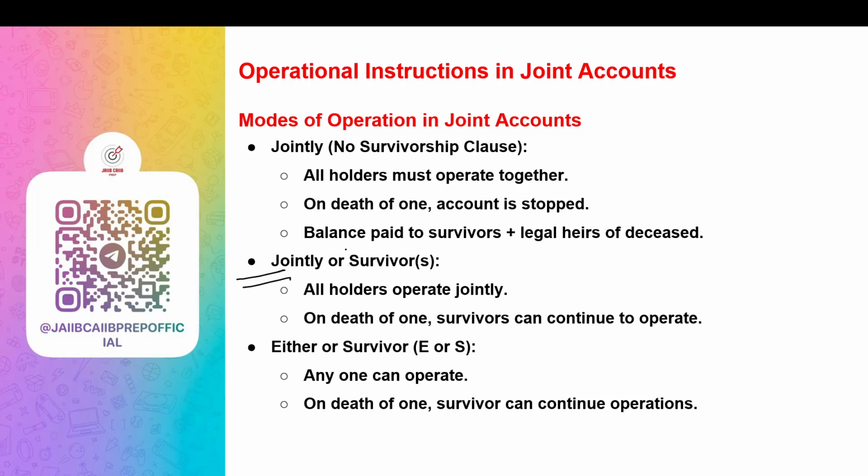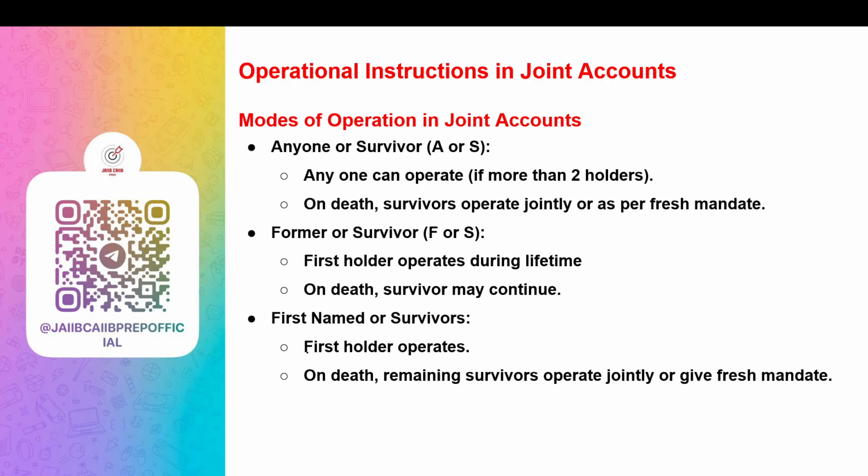So in jointly or survivor, it is three or more, and if there are only two, then the name is generally changed from jointly or survivor to either or survivor. Now let's talk about anyone or survivor. This is for more than two people, and anyone can operate it. If one dies, then the survivor needs to give a fresh instruction to continue the account.